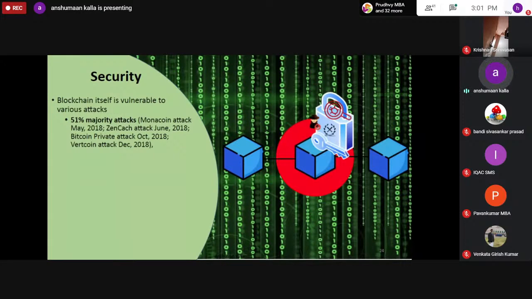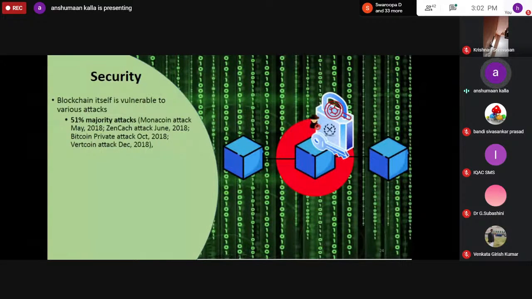So of course it appears to be least probable, but there are various attacks that are considered to fall under this kind of category. Some of them I have mentioned, like the Monacoin attack in May 2018, the Zencash attack in June 2018, the Bitcoin Private attack in October 2018, and of course the Worldcoin attack in December 2018. Very recently, we also had one attack on one of the cryptocurrencies.